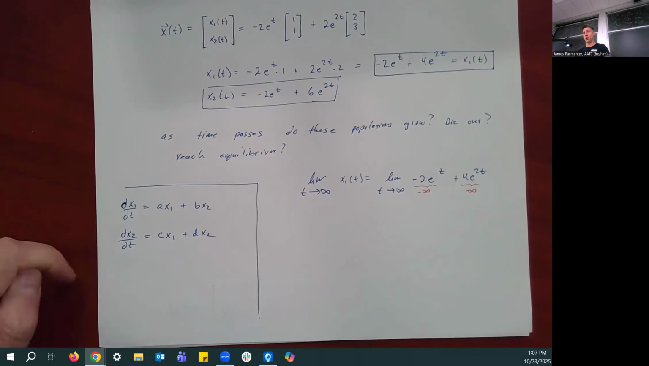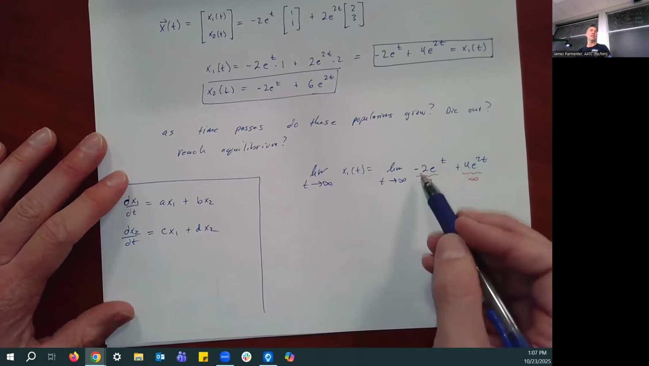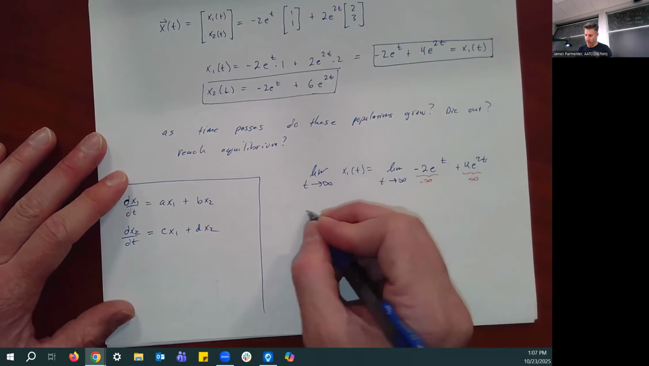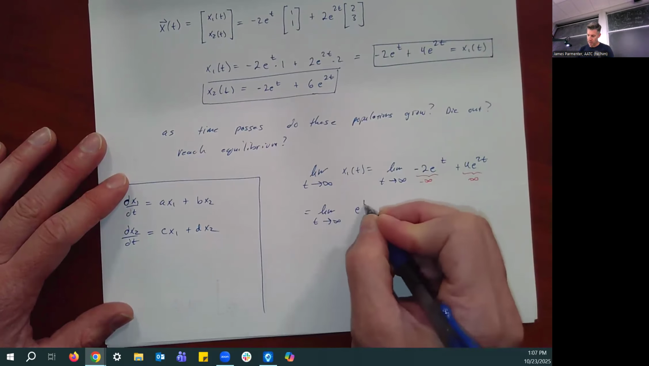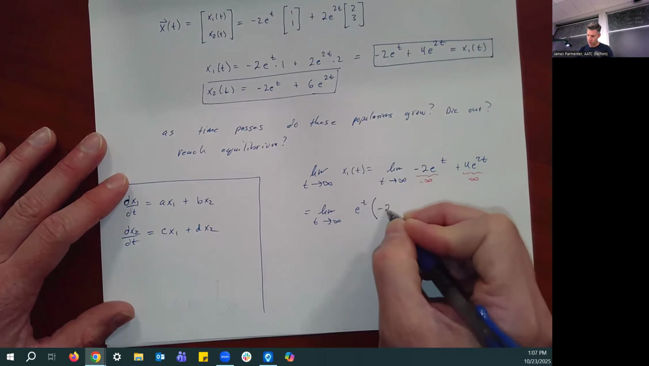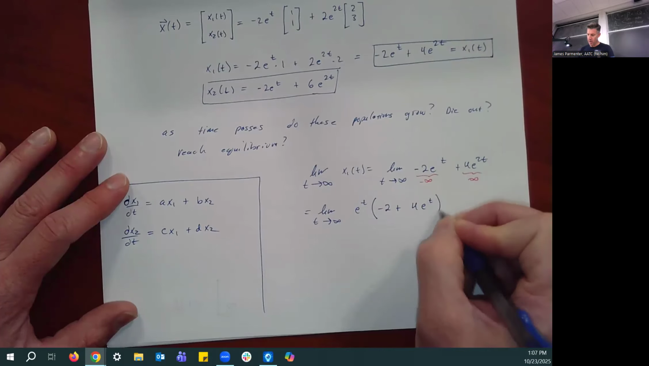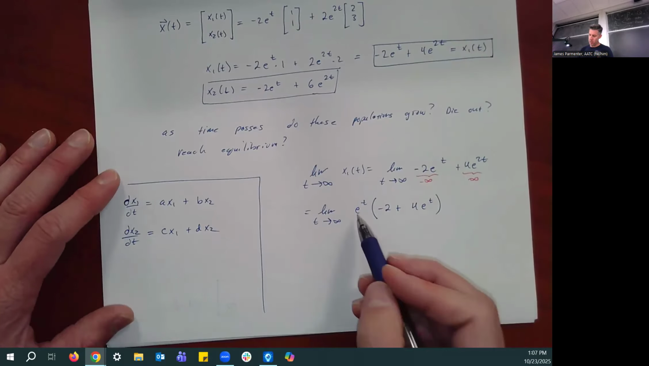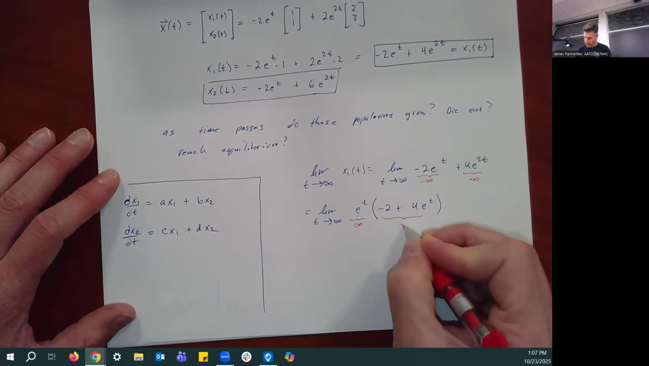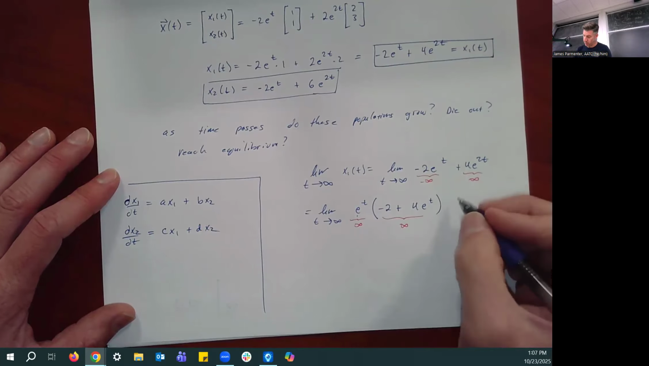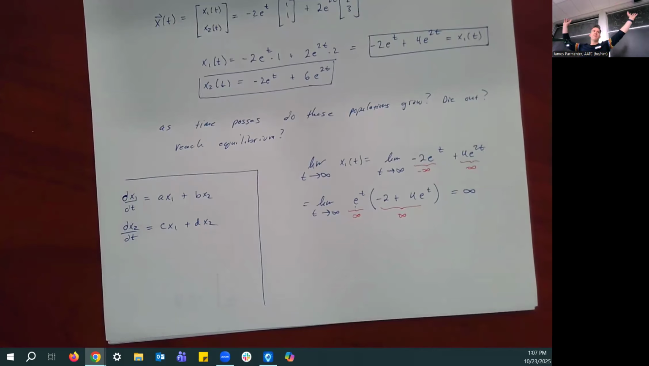If that's not super clear, one way you can deal with this and actually make it work is you could factor out an e to the t from both pieces and write it as the limit as t goes to infinity of e to the t times (-2 plus 4e to the t). And then you can say, oh yeah, I've got something going to infinity times something going to infinity. So this does go to infinity, meaning you get infinite wolves.